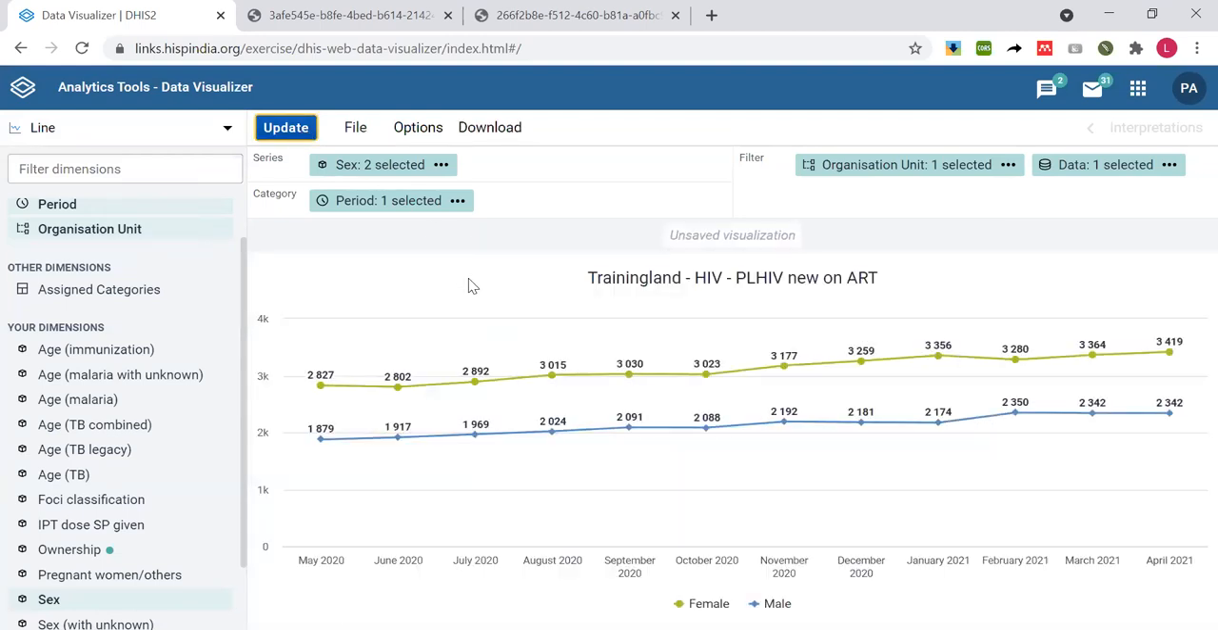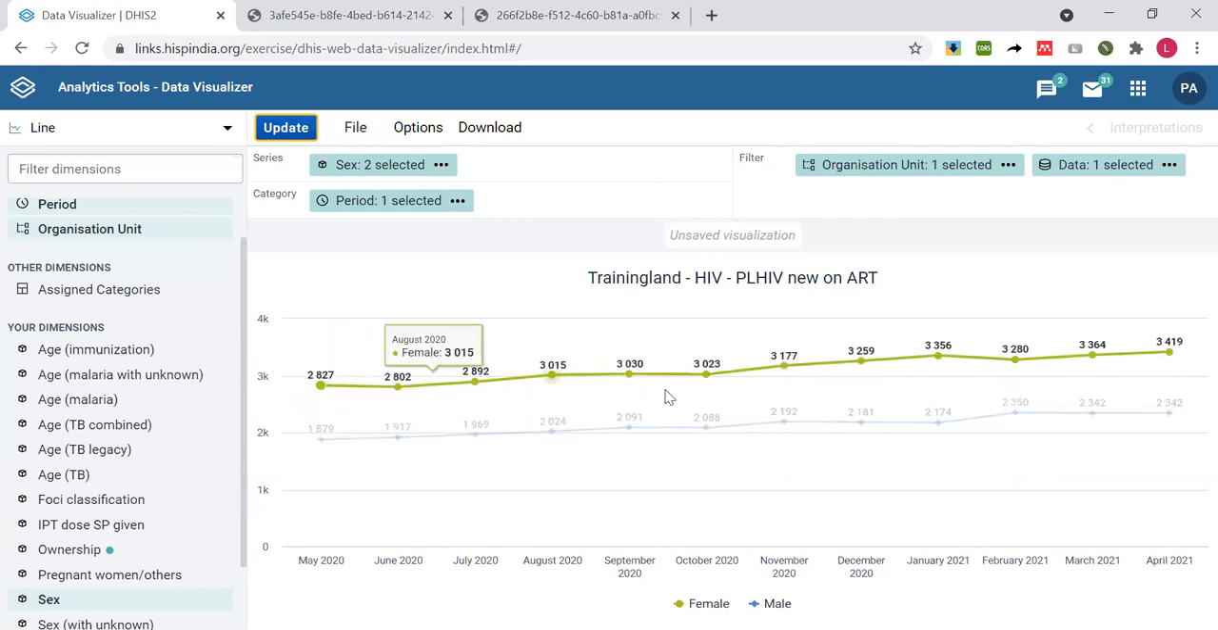Right, there we go. So what do we see here? If we try to interpret, we will start with the filter. We are seeing data for Training Land, PLHIV on ART. And for the x-axis, we are seeing the periods, last 12 months. And the series shows the gender disaggregation of the PLHIV new on ART. Okay, right.